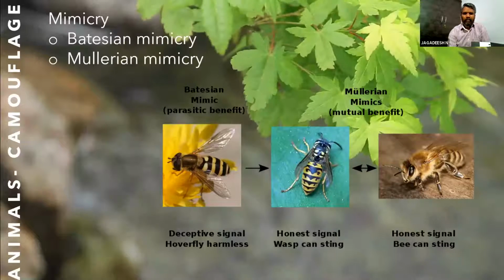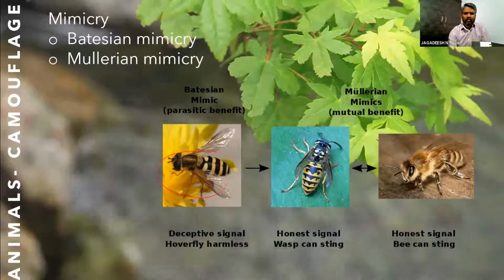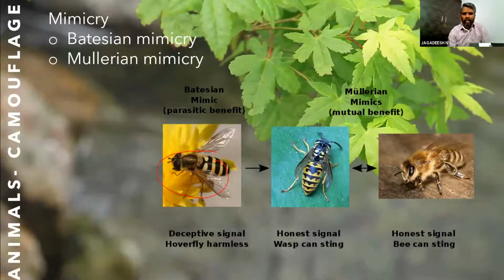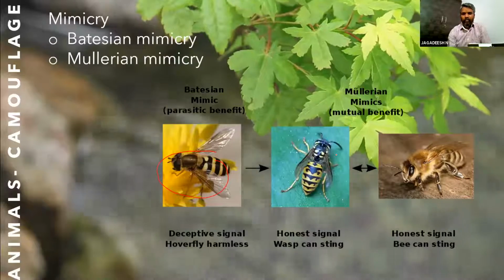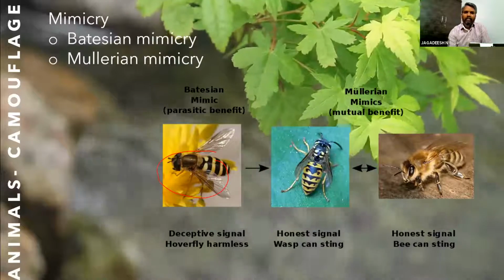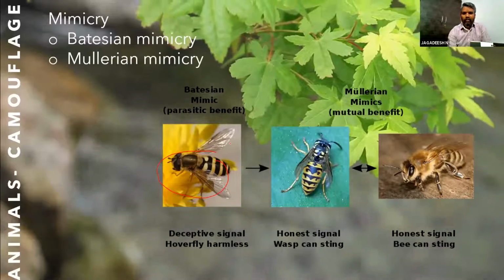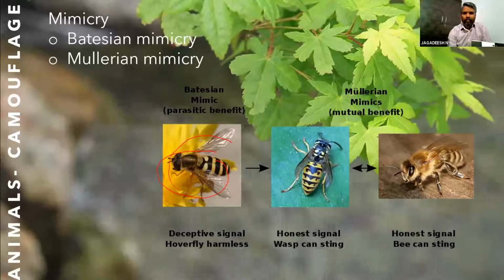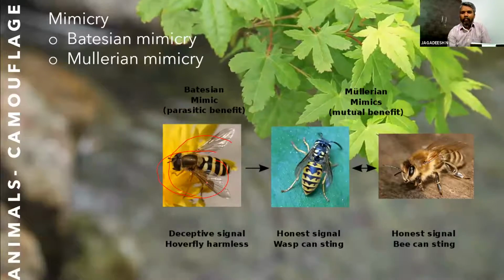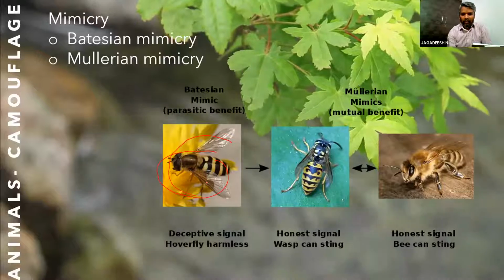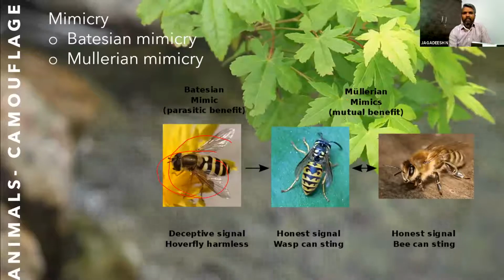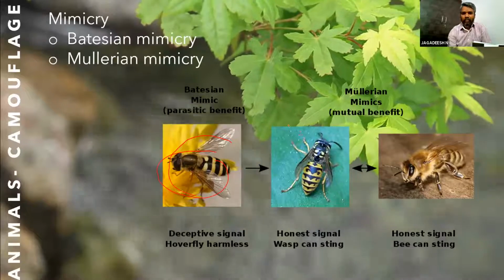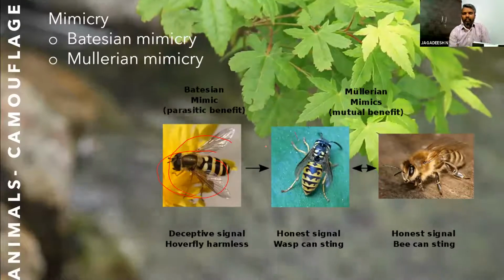So this is a type of wasp hovering above the flowers, having the same color. So it will make this organism disappear in the backdrop. This is called an example of Batesian mimic.